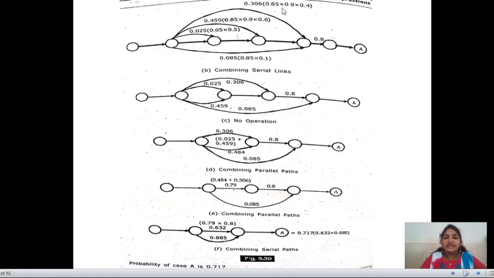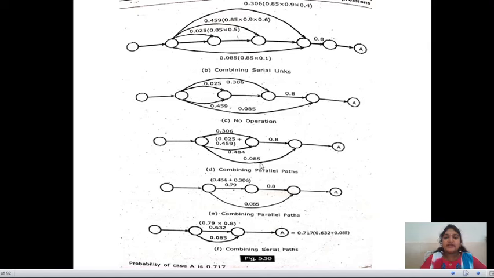There is a series link here. The 0.306 came from 0.85 into 0.9 into 0.4. This is a series link; serial links are multiplied. In the same way, 0.459 comes from 0.85 into 0.9 into 0.6, and 0.025 comes from 0.05 into 0.5. These are all serial links. Next, some parallel links are to be added. After combining all serial links, no further operation is performed. So here 0.025, 0.306 is the actual flow graph obtained from the original flow graph.